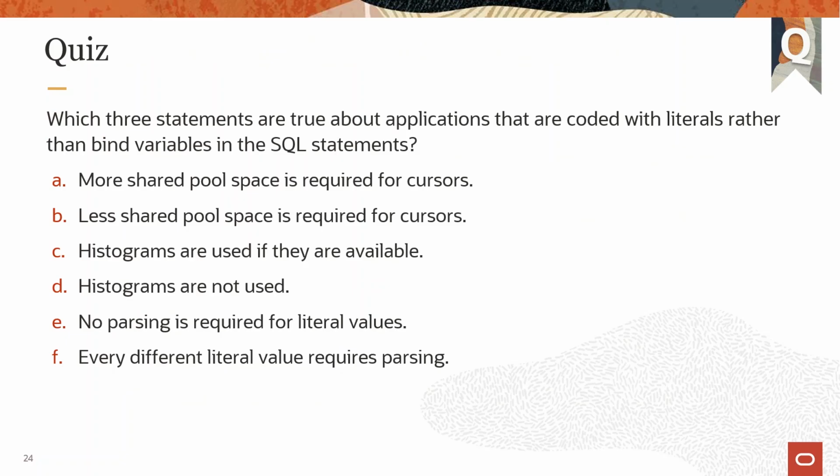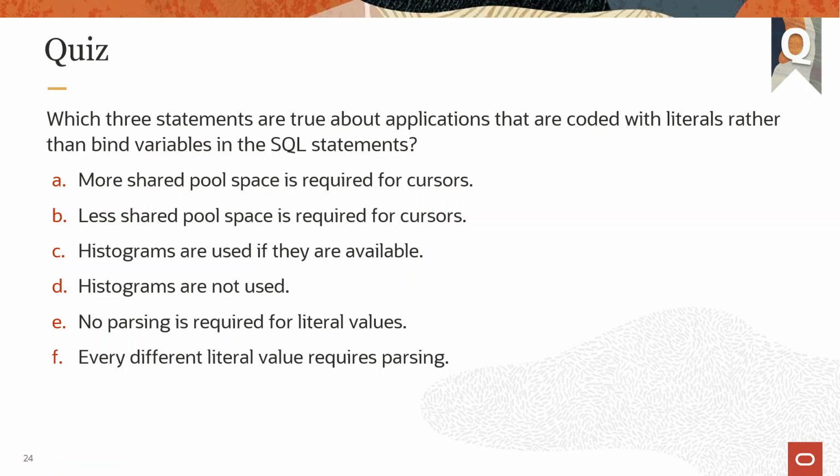Which 3 statements are true about applications that are coded with literals rather than bind variables in the SQL statements? A, more shared pool space is required for cursors. B, less shared pool space is required. C, histograms are used if they are available, in fact. D, histograms are not used. E, there is no parsing required for literal values. F, every different literal value requires parsing. So which three statements are true?